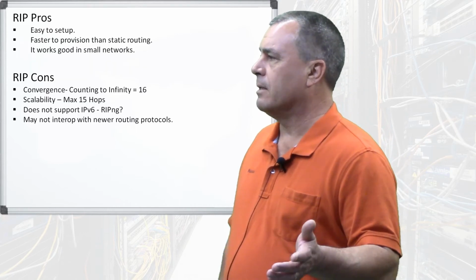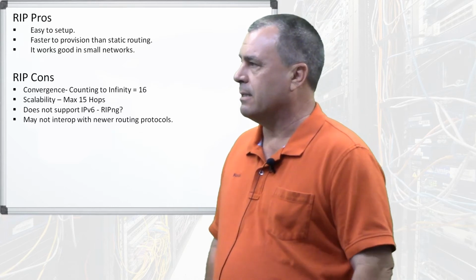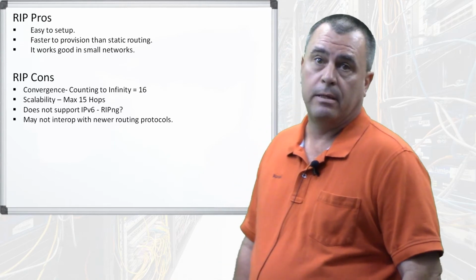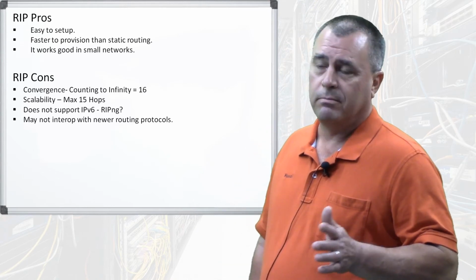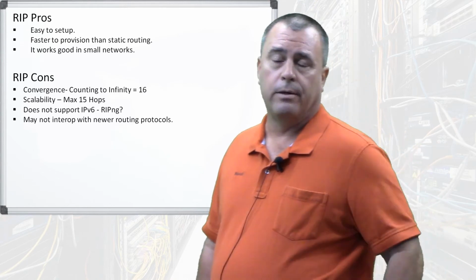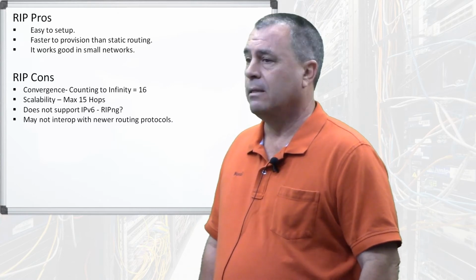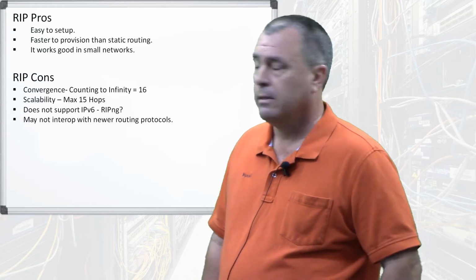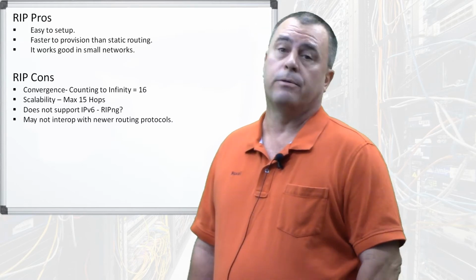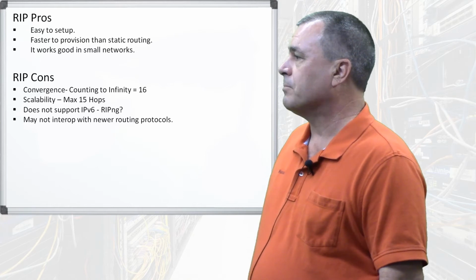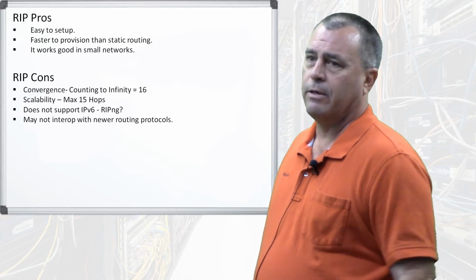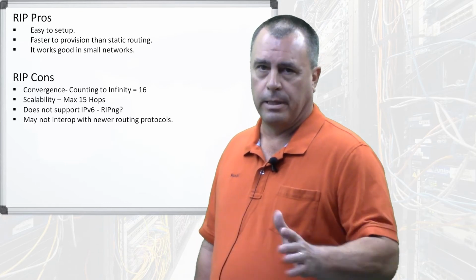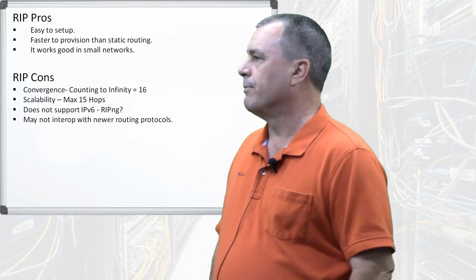So then we have a scalability problem. The RFC actually says not over 15 hops. I would suggest not over 5. If you're going to have 5 or more nodes in a network, I would probably use another routing protocol like OSPF. In fact, if it were me, I would use OSPF. But yeah, if you've got 3 or 4 nodes and you just want to set something up really quick, it'll work perfectly for that.